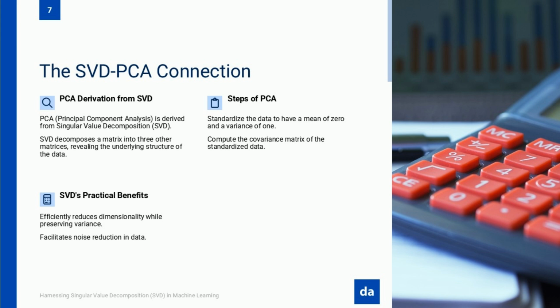Visualization of this relationship reveals that when we plot data using the first few principal components from PCA, we're effectively plotting the same transformation we would get from projecting onto the first few right singular vectors from SVD. The points appear in identical positions, confirming the mathematical equivalence.